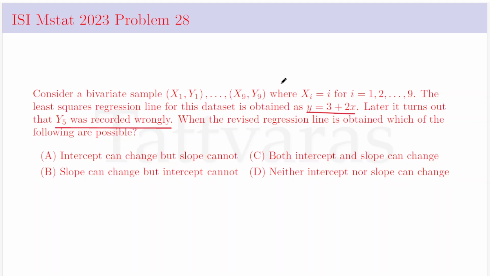If you see very carefully, we have 9 observations and the response for the fifth observation was recorded wrongly. Also, we are given the covariates as xi equals i. So the x points are equally distant, equidistant points, right? And this is the corresponding covariate for the wrongly recorded observation.